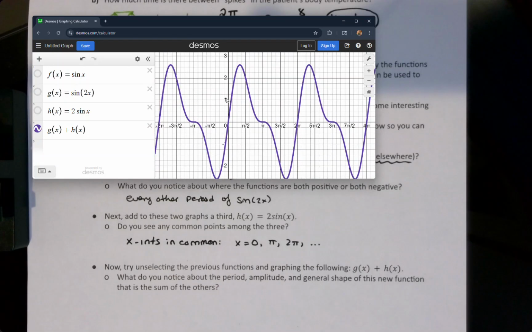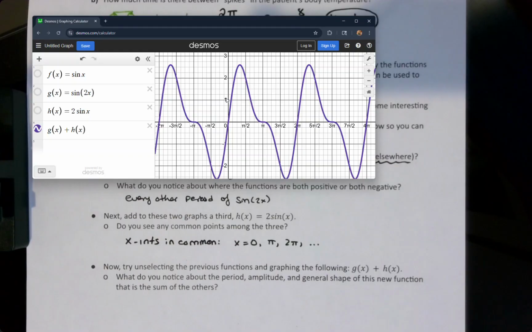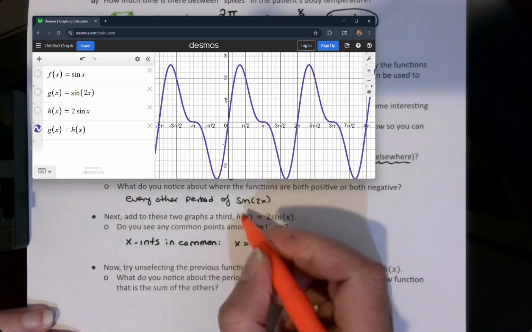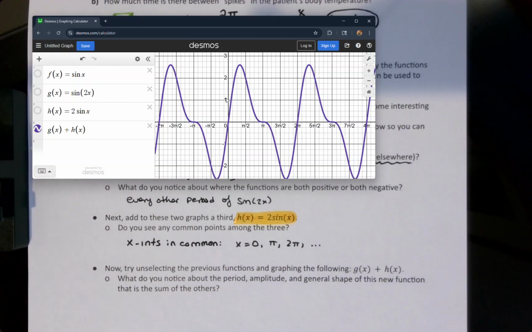So when I add these two functions together, the g of x function and the h of x function, their x-intercepts are going to stay in the same place because when I add the y value of 0, 0 plus 0 is still 0. So I still have x-intercepts at 0 and at pi and at 2 pi and so on. But the graph takes on a really cool shape.